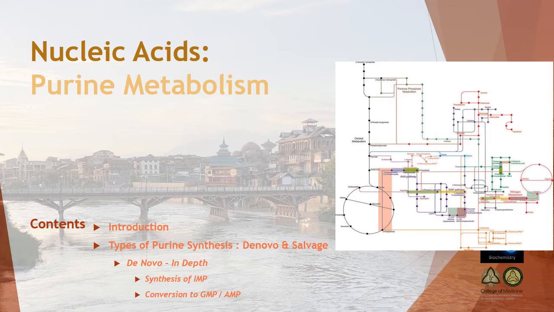In this video, we will be discussing the nucleic acids, particularly focusing on the purine metabolism, how purines are synthesized by two different pathways, de novo and salvage pathway, and I will be discussing in-depth the de novo pathway of the purine metabolism, and the rest will be discussed in the next lectures to come.